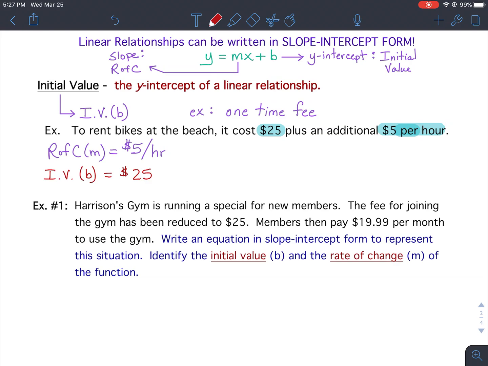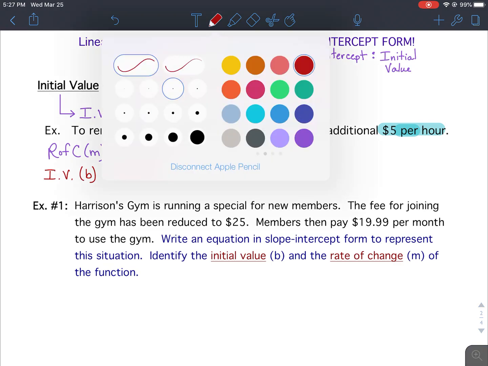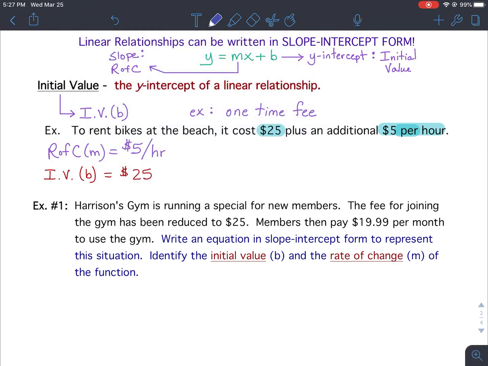So they want you to write an equation given this information. Remember, m goes in front of x, b goes behind x. So my final answer for this example would be y equals slope goes in front of x, rate of change goes in front of x, and the initial value, your y-intercept, goes behind x.